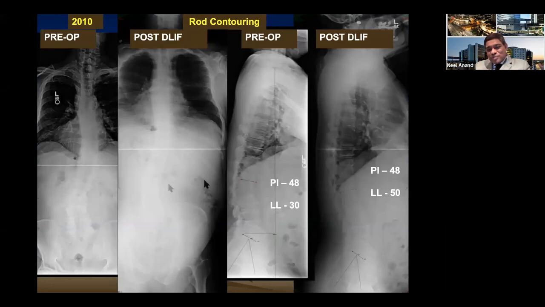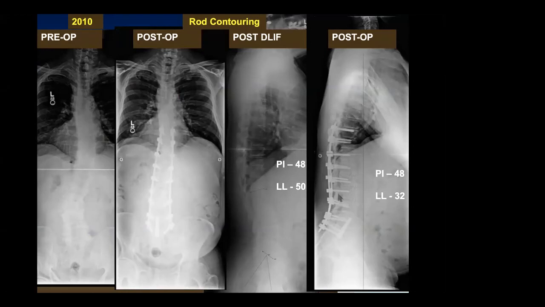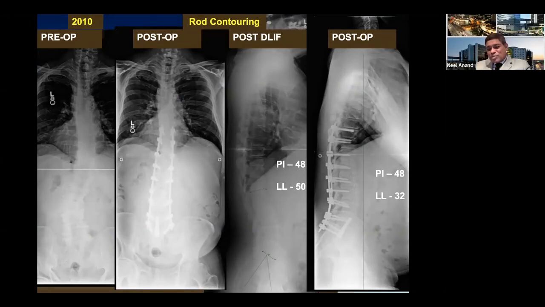Here's another patient, pre-op, and here's post-staging, stage 1. She corrected her PI and lumbar lordosis pretty well. Then we go on to put the rod in. Look how flat that rod is. It pushed her back into kyphosis and a flat back. And quickly, rod contouring is equally important. You push them right back.